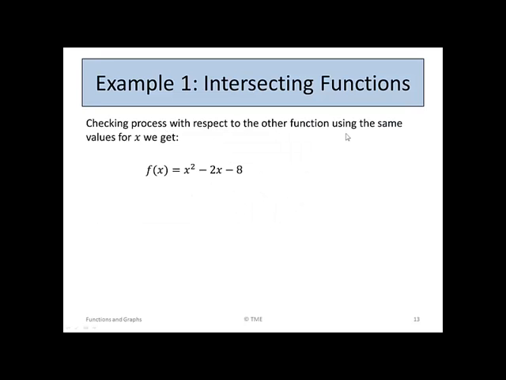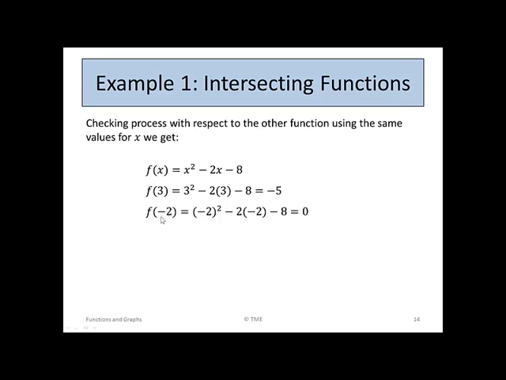We could check the process using the f function. f is given by x squared minus 2x minus 8, and plug in the same values again of 3 for one of the points, so it will become 3 squared minus 2 times 3 minus 8, or 9 minus 6 minus 8, which is minus 5.